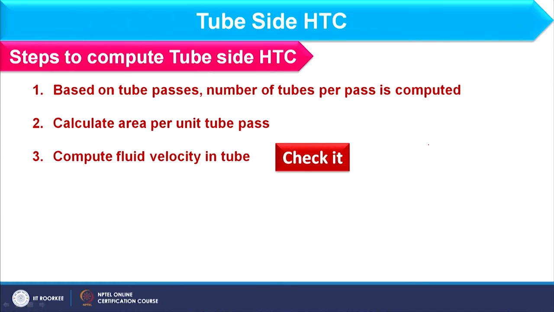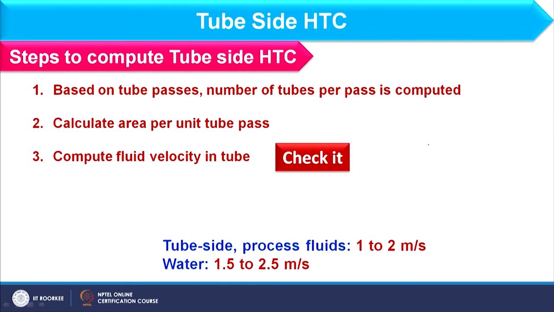Okay. What do you have to check? Just recall the lecture where we discussed basic design parameters, and there we discussed the limits of velocities as well as pressure drop. Okay. So, here you have to match with this, like tube side process fluid should have a velocity of 1 to 2 meter per second. So, whatever velocity you obtain over here, if it is for a process fluid, it should be within 1 to 2 meter per second, and if it is for water, it should lie from 1.5 to 2.5 meter per second.